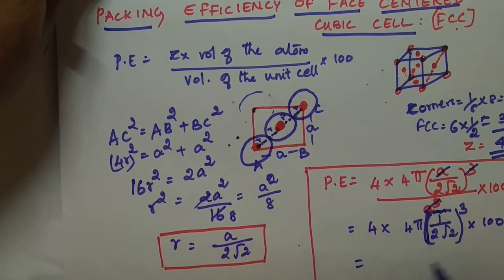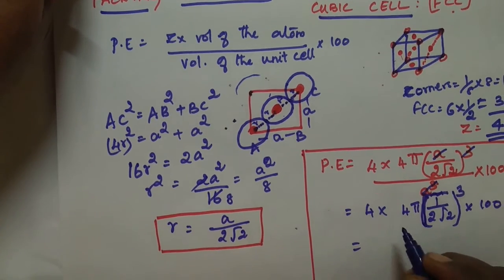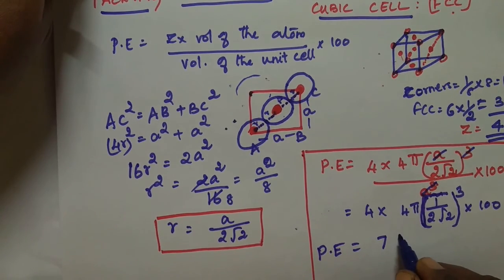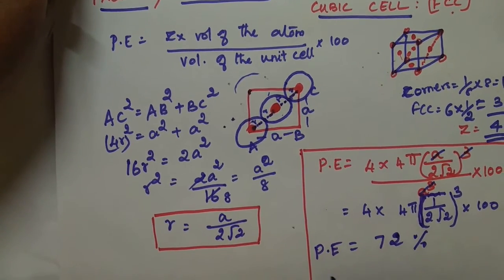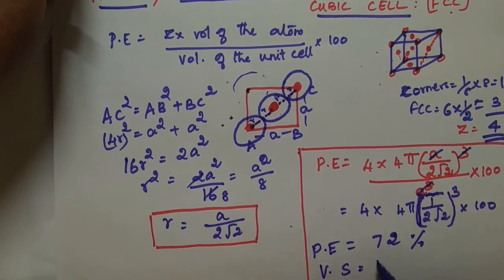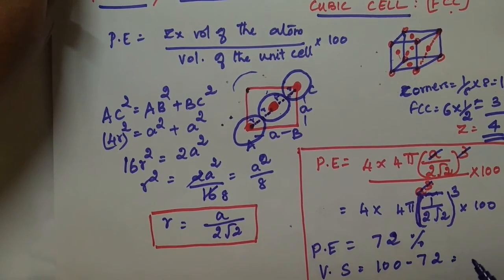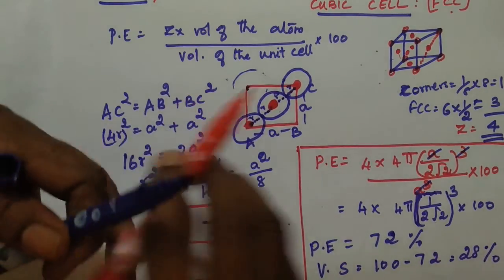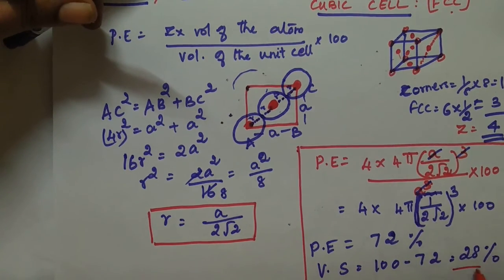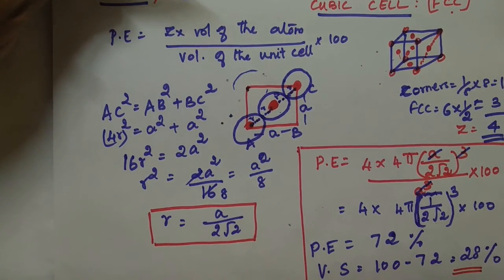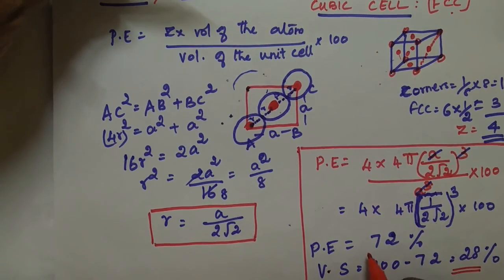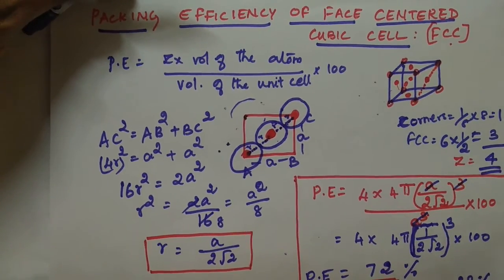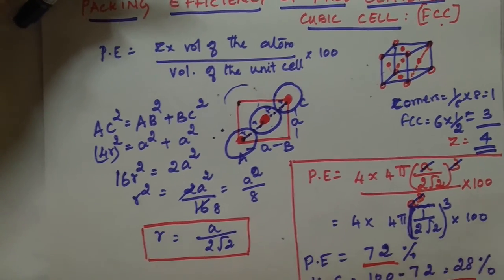Okay, what is the value you get? Taking the value of pi and finding out the answer, you will get the packing efficiency as 74%, and the vacant space is equal to 100 minus 74, which is going to be 26 percent. So for an FCC cell, or face-centered cubic cell, the vacant space is 26%, packing efficiency is 74%, Z is equal to 4, and R is equal to A by 2 root 2.